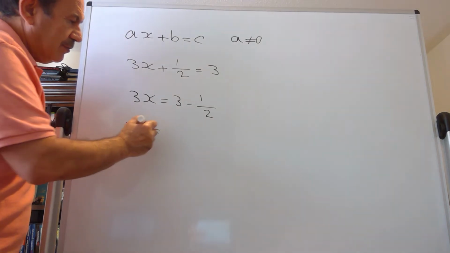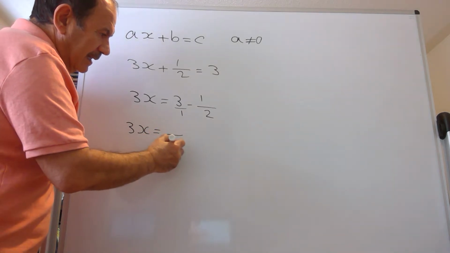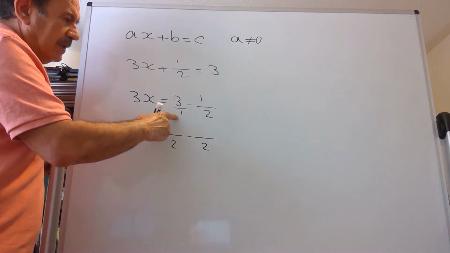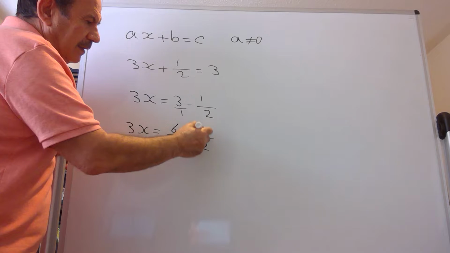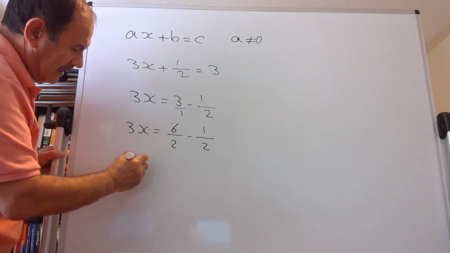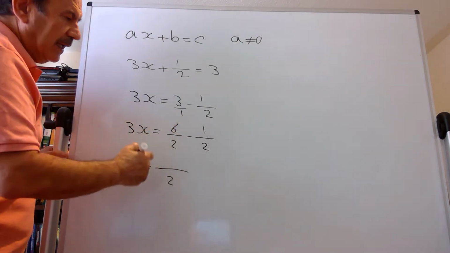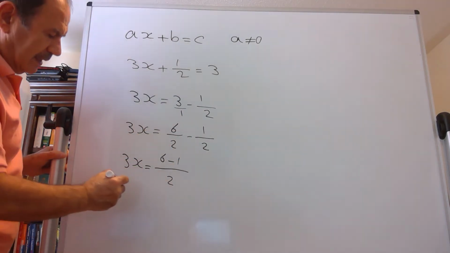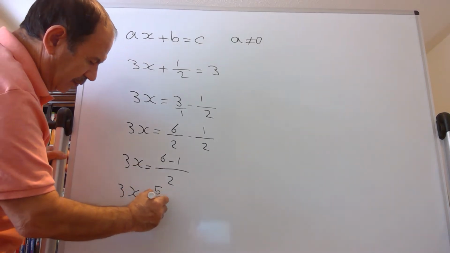3x is equal to, if I give a denominator of 1 to this one, then the LCM between 1 and 2 is 2. Then 2 divided by 1 is 2, times 3 is 6. And this 2 is the same, so the denominator remains the same. Then 3x is equal to, we have the same denominator, so subtract the numerators. 6 minus 1 is the numerator, right? Then 3x is equal to 5 over 2.